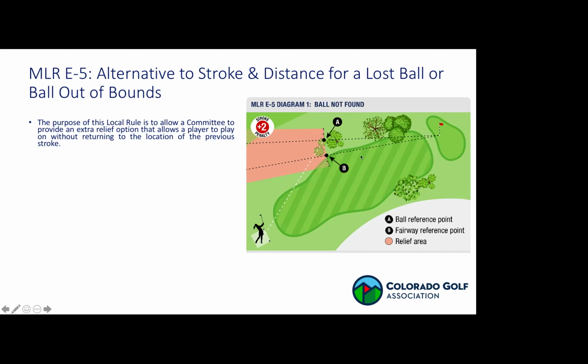Here you'll see a diagram where the player on the left hit the ball into a bush, diagram point A, and this local rule is in play. So we're going to talk about what extra relief options they have here.